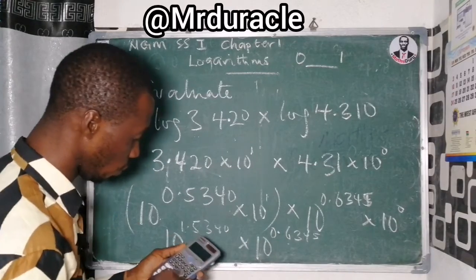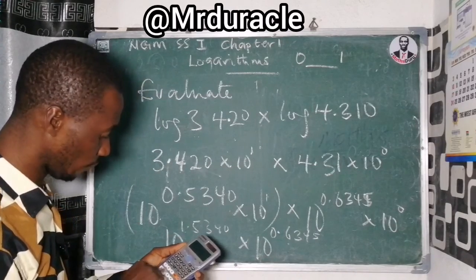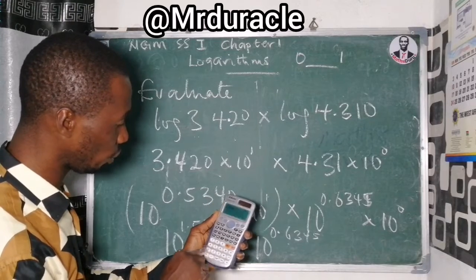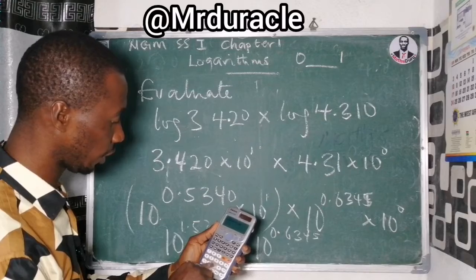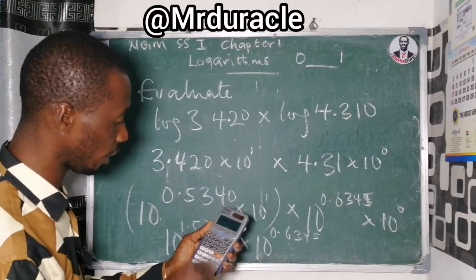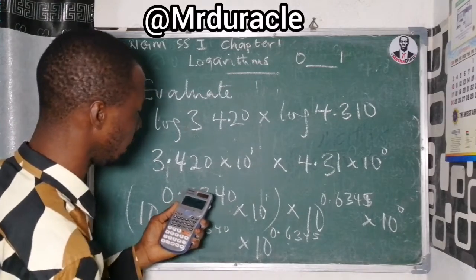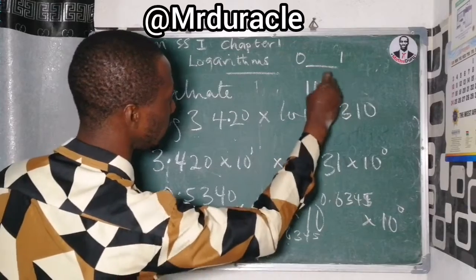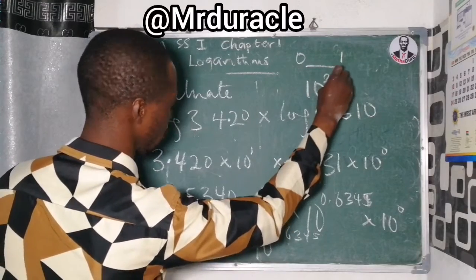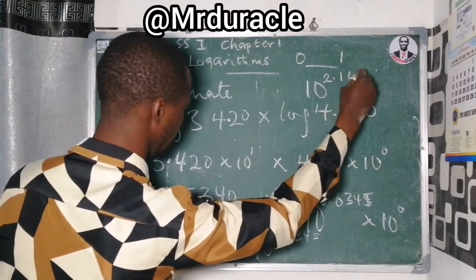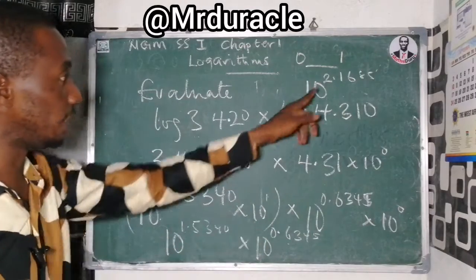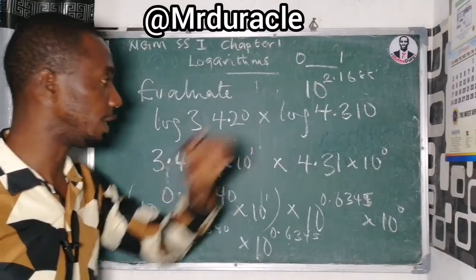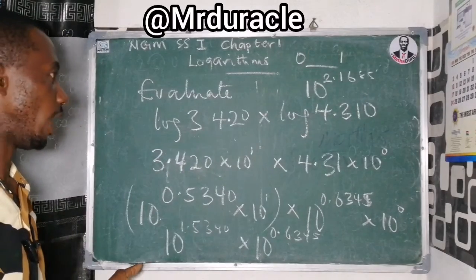So by indices again, we add the powers of this. So we'll be having 1.5340 plus 0.6345, which will give us 2 point something. So the answer here is 10 to the index of 2.1685. So it means if we are to evaluate this, the answer is what? 2.5685. That is the answer we are expecting.